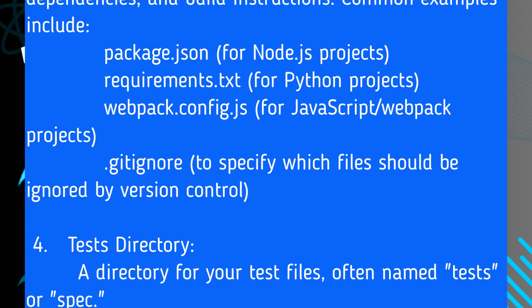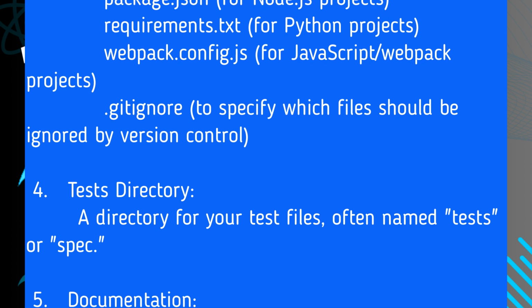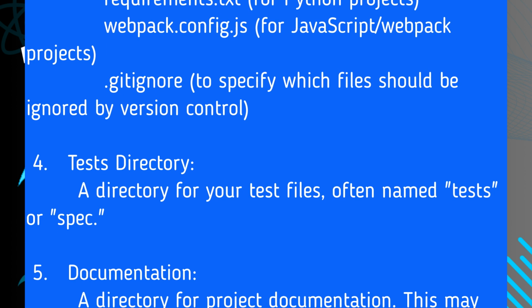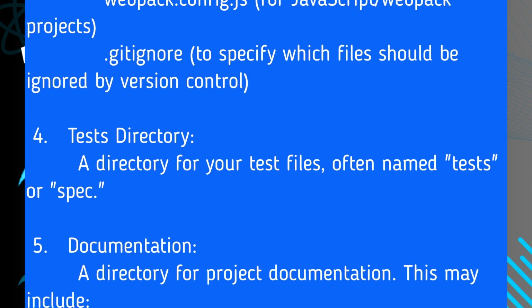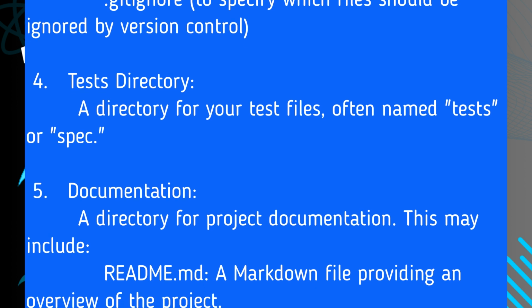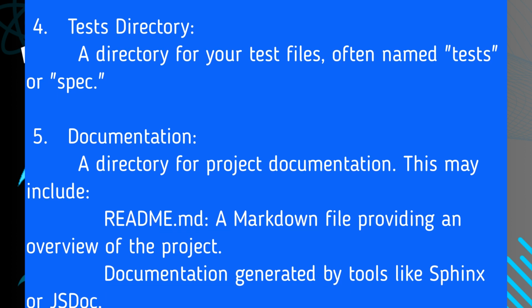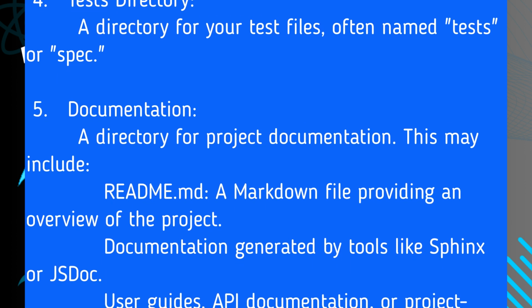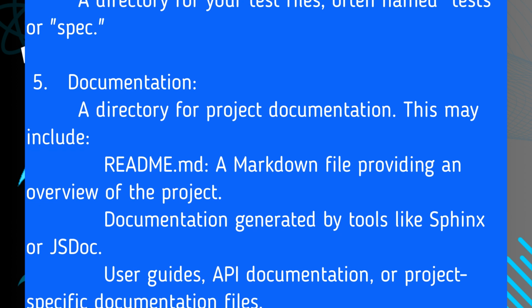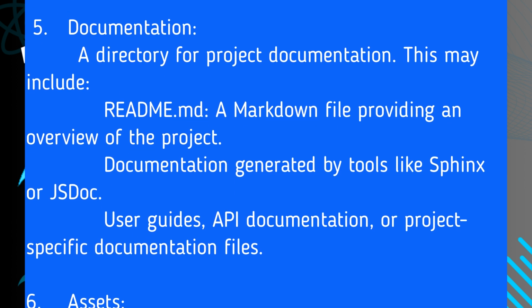4. Test directory. A directory for your test files, often named tests or spec. 5. Documentation. A directory for project documentation. This may include README.md, a markdown file providing an overview of the project, documentation generated by tools like Sphinx or JSDoc, user guides, API documentation, or project-specific documentation files.